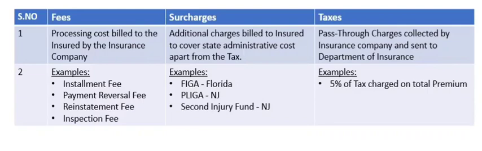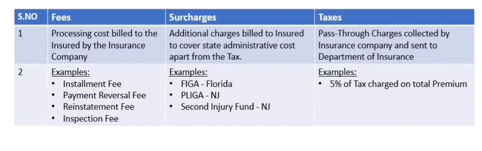Sometimes I've seen customers getting confused. Why is there a separate line item for surcharge? Why is there a separate line item for fee? So I thought of explaining that at a very high level. Let's see what we mean by fee. By definition, it's nothing but a processing cost billed to the customer or insured by the insurance company.